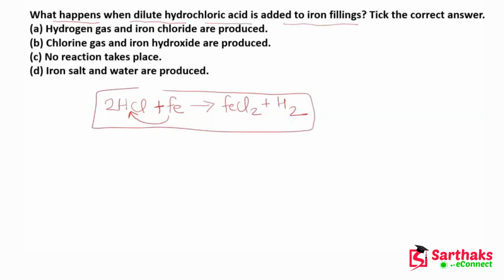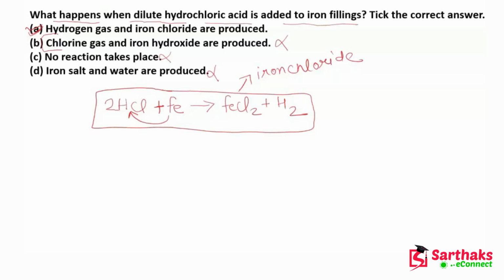Now let's read option A. Hydrogen gas and iron chloride are produced. So it is basically true. This is iron chloride, and hydrogen gas is produced. So that's why this option is true. Okay guys, I hope you understand this. And these other options are wrong because here chlorine gas and iron hydroxide, this is wrong. No reaction takes place, this is also wrong. Iron salt and water are produced, this is also wrong. So this is the right option.